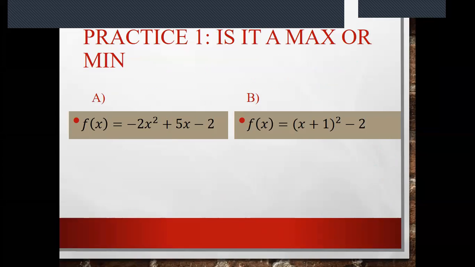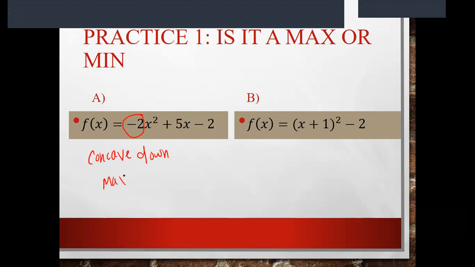So let's make sure you understand. All right, practice 1A. Looking at 1A, is this graph going to have a maximum or a minimum? It's going to have a maximum. Why does it have a maximum? Because the a is negative, right? So this graph is going to be concave down, and therefore it has a maximum point.